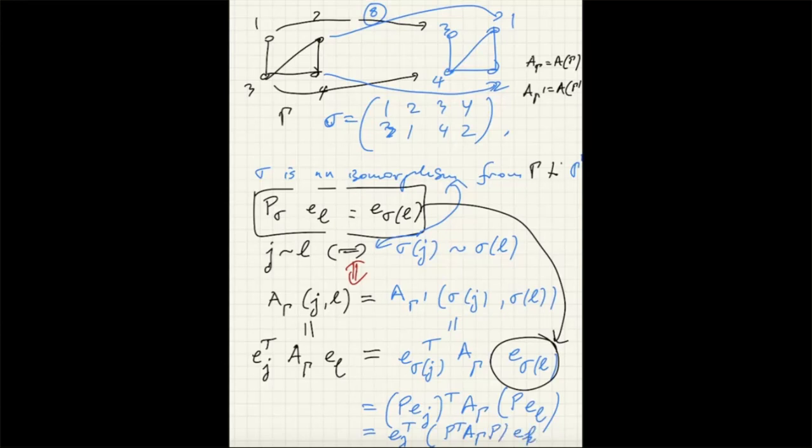And now, what does it mean? You have that the JL entry of this matrix equals the JL entry of this matrix. This is gamma prime. And then from there, it means that these two matrices must be equal. So that means that A gamma has to equal P transpose A gamma prime P. And if you unpack it the other way around, you get the result that we wanted.